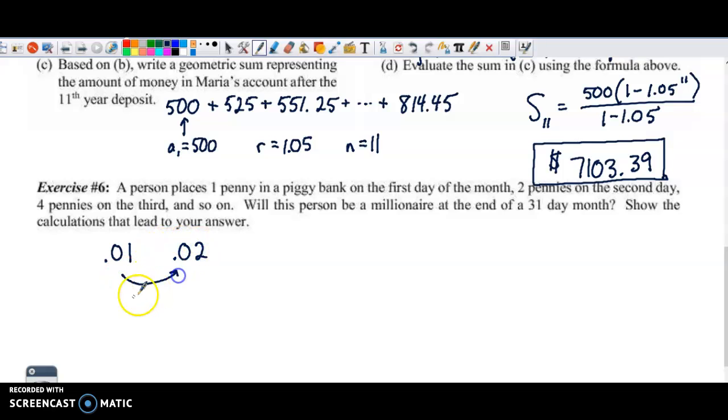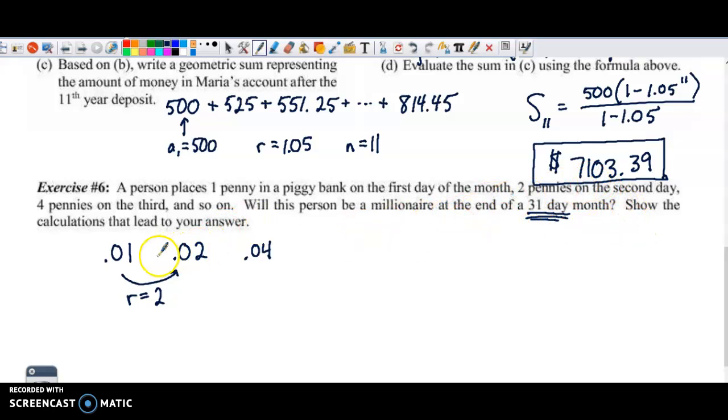So my common ratio in the problem is 2. 1, 2, 4, and so on and so forth. They're just asking, well, if we did this for 31 days, will we be a millionaire? And a lot of people will quickly look at that and say, well, there's no way, if I just start by saving a penny right now, I'll be a millionaire.